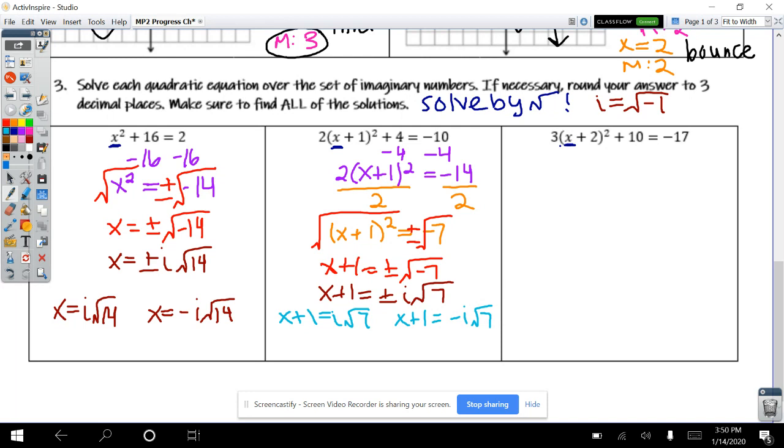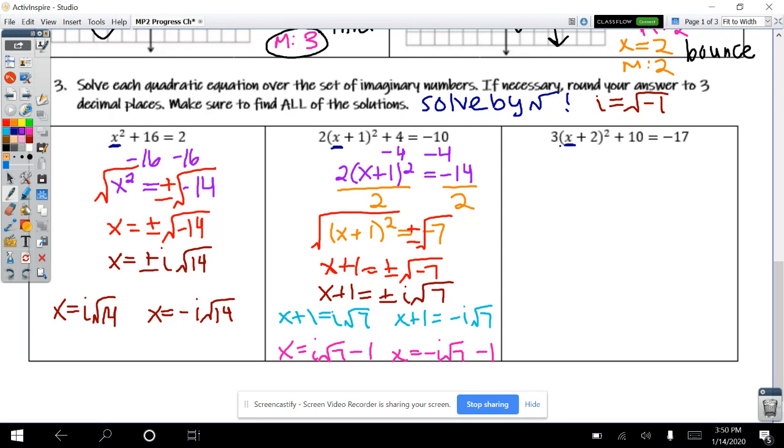And then all you have to do is subtract 1 on both sides, and then you get x equals i root 7 minus 1, and x equals negative i root 7 minus 1. You don't combine these at all, because one has an i and one does not, so you can't combine them. You just leave it like that. I know it looks ugly, but it's fine.